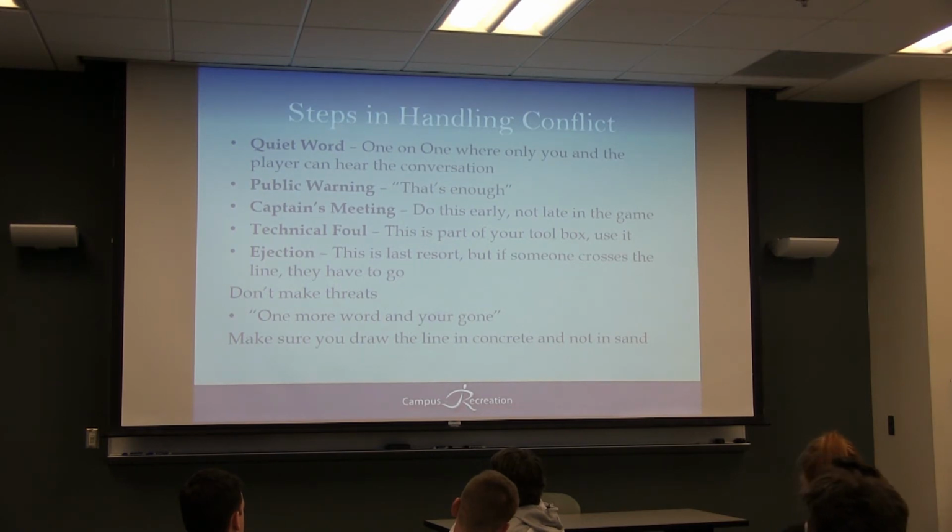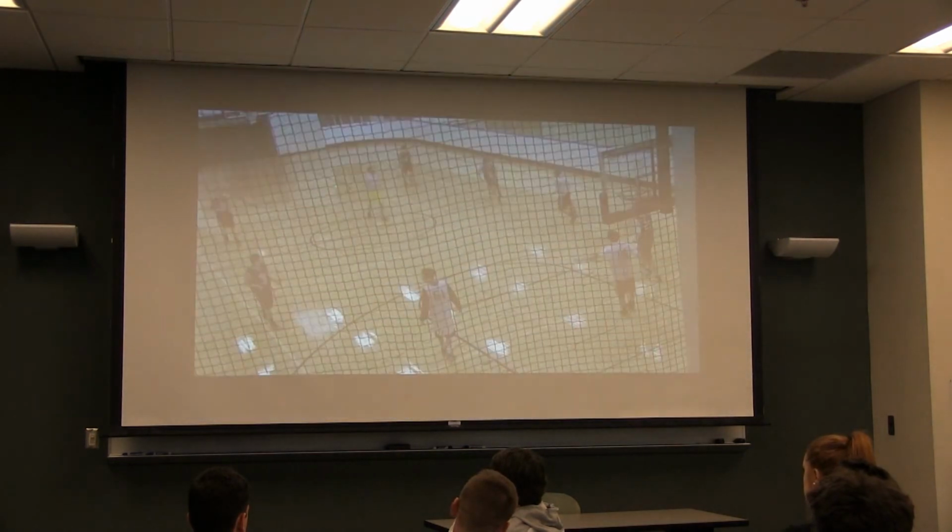And then ejection, last resort, but if somebody does something bad enough, you can go straight to an ejection. Generally somebody doesn't do something that bad that they need to be ejected right away, but it does happen. So just be aware that you can eject somebody right away if needed. Don't make threats, like one more word and you're gone, because then they just keep on talking, and that's when you have to throw them out. So make sure you draw the line in concrete, not sand, as we say.